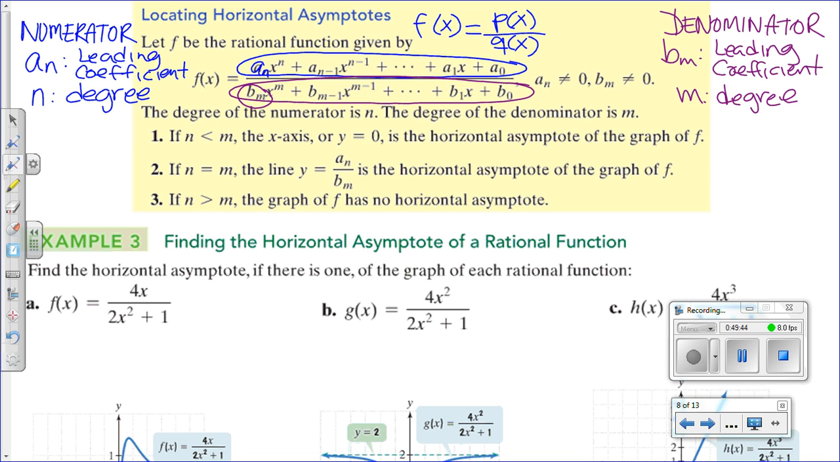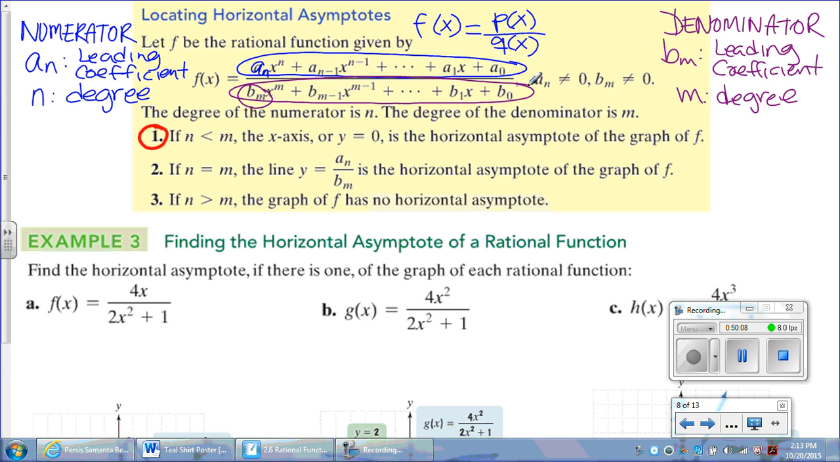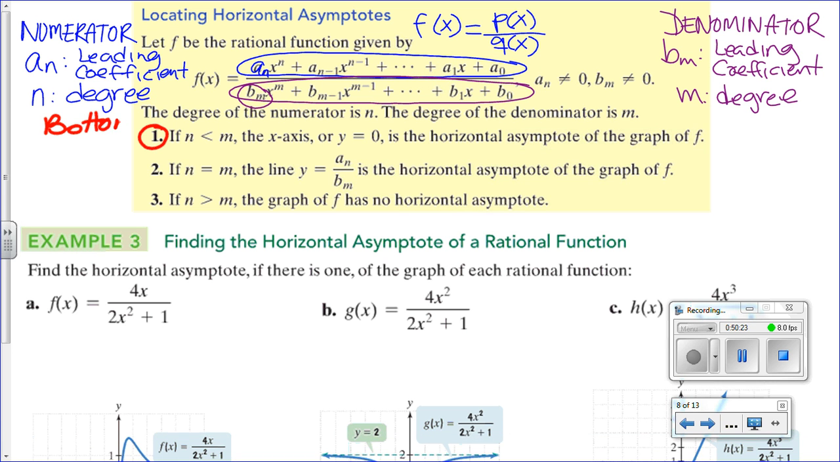So let's look at the first one. It says, if n is less than m, or m is greater than n. So which degree is higher, the numerator or the denominator? Denominator, right? You have heard the terms top heavy, bottom heavy. We're going to think of this as bottom heavy. It's just an easy way to remember. Bottom heavy because the degree of the denominator is higher than the degree of the numerator.